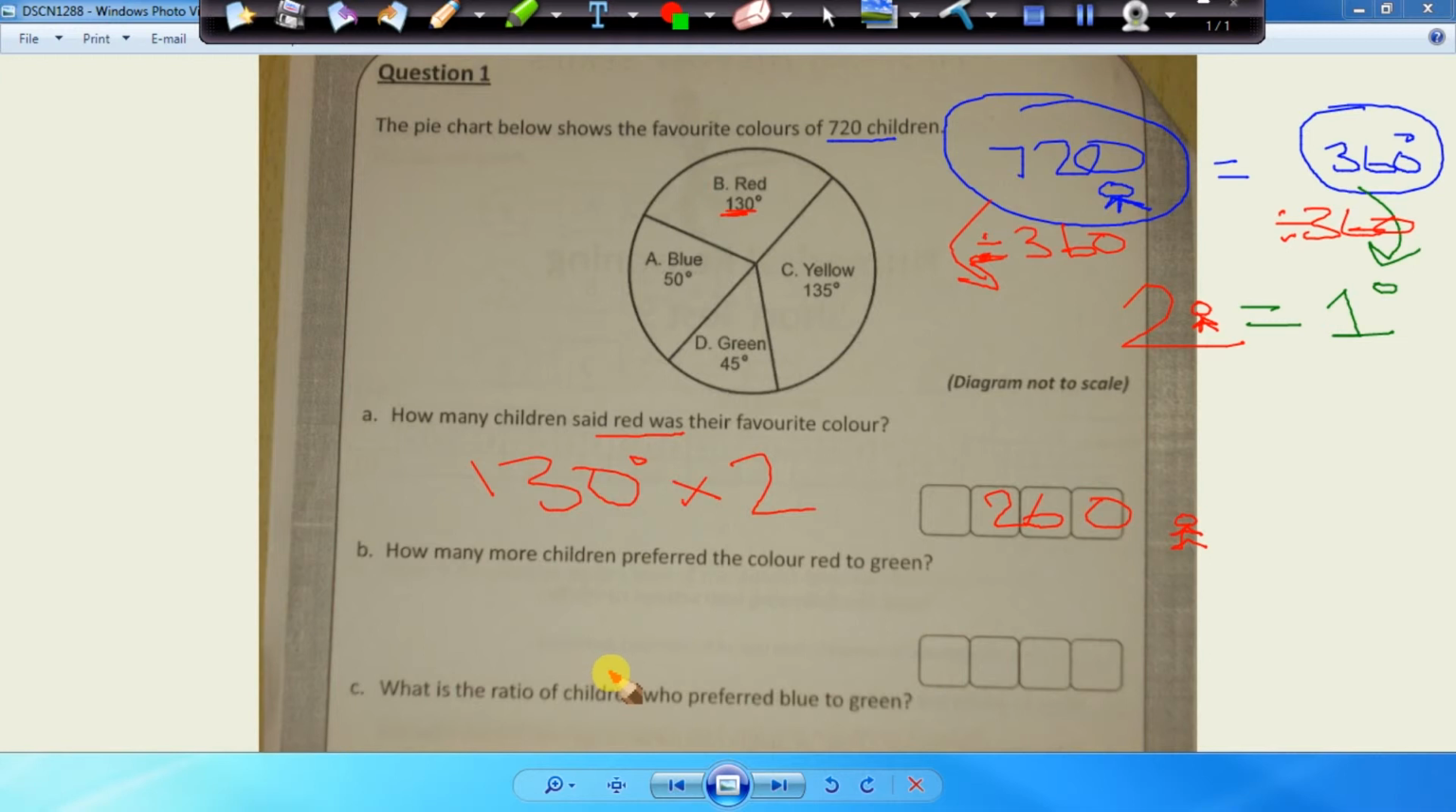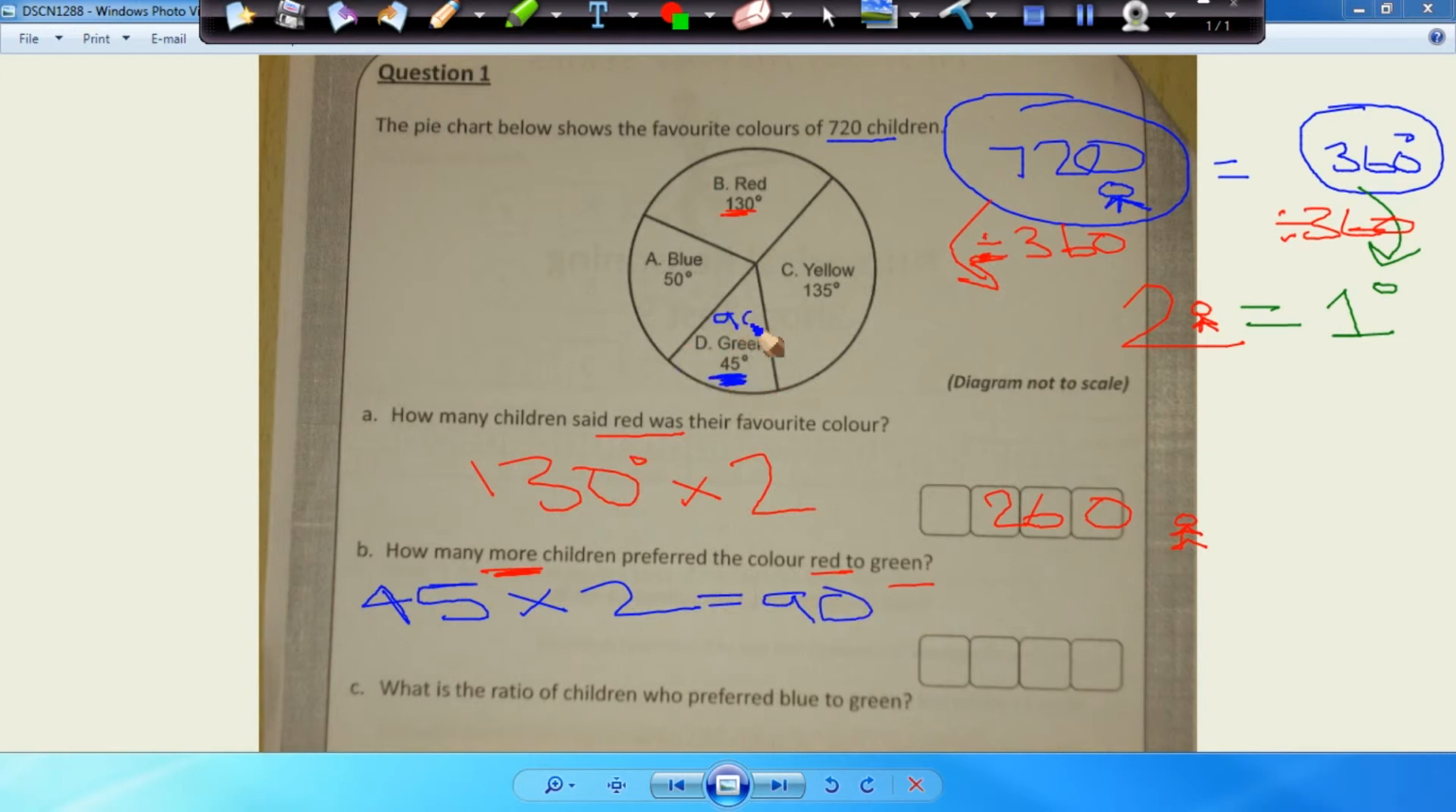Okay, done. Question part B. How many more children prefer the color red than green? So green is 45 degrees. So let's have a look. So what do we do now? Harun, what do we do with 45 degrees? 45 times by 2. That gives us 90. So we have 90 children in the green here.